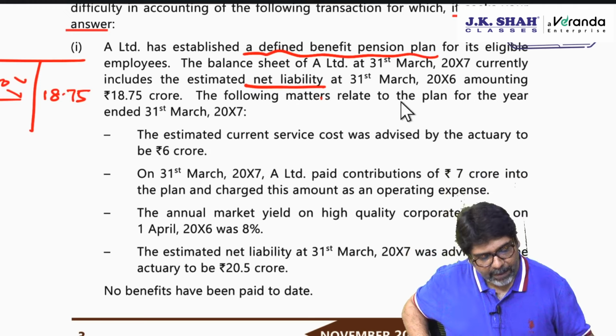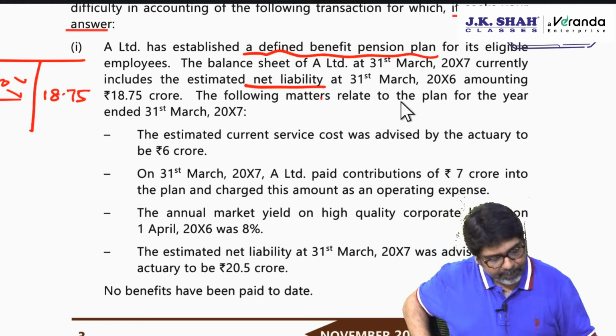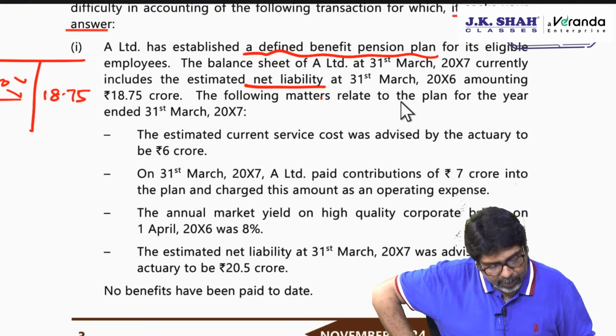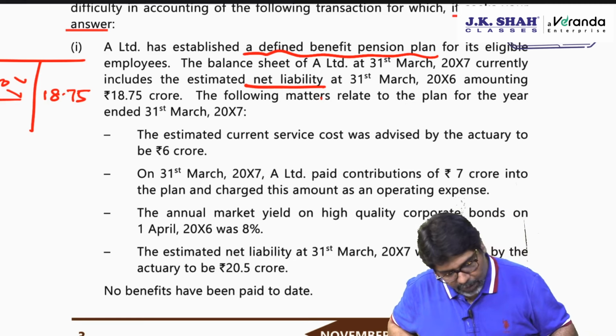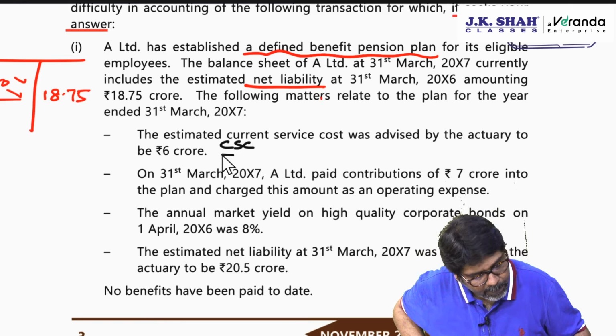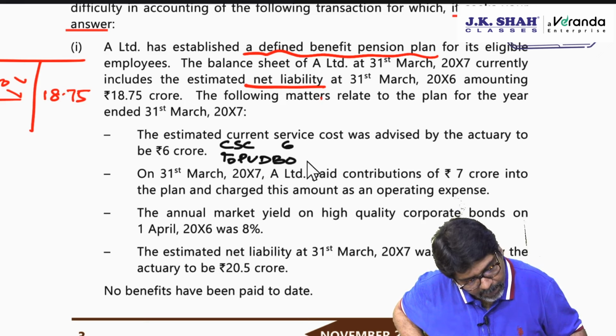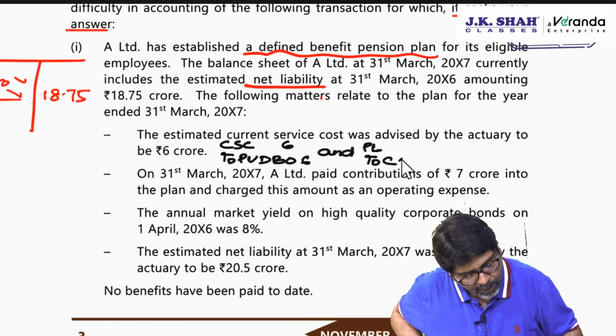Net liability 18.75. The following matters relate to the plan for the year ended 31st of March 07. Current service cost was advised by the actuary as 6 crores. So the journal entry would be CSC to PVDBO 6, and PL to CSC 6.